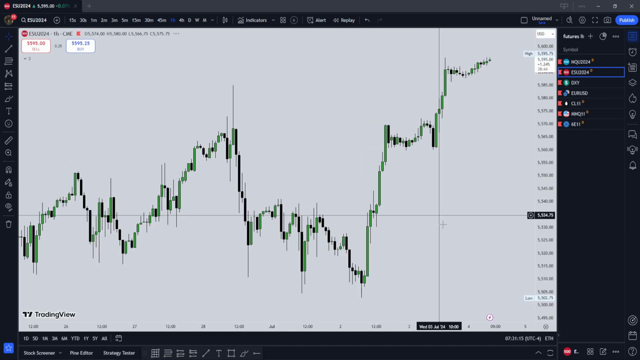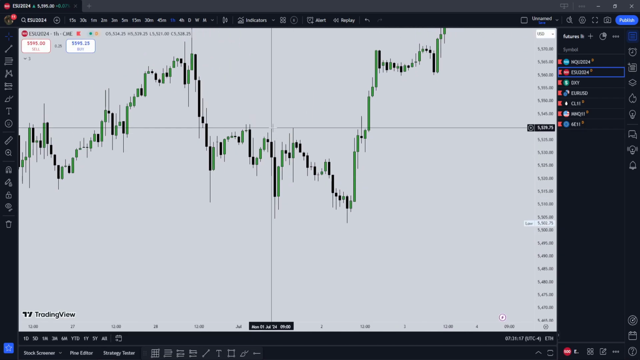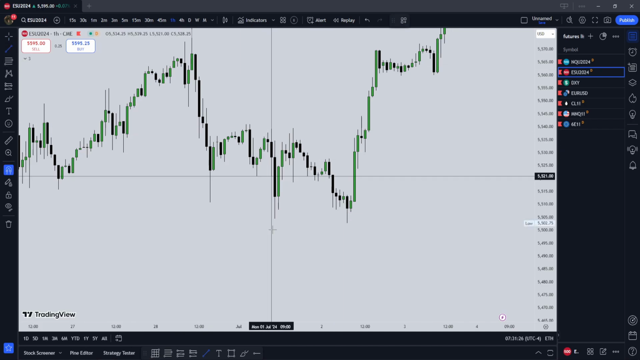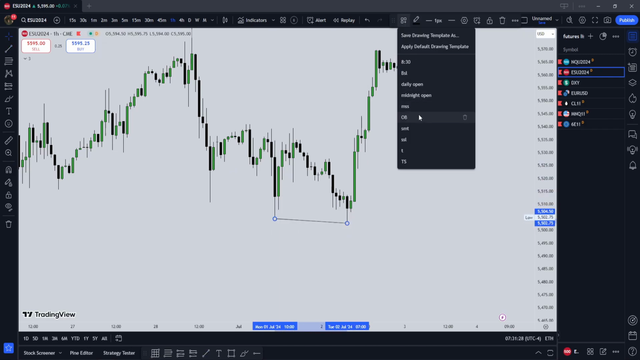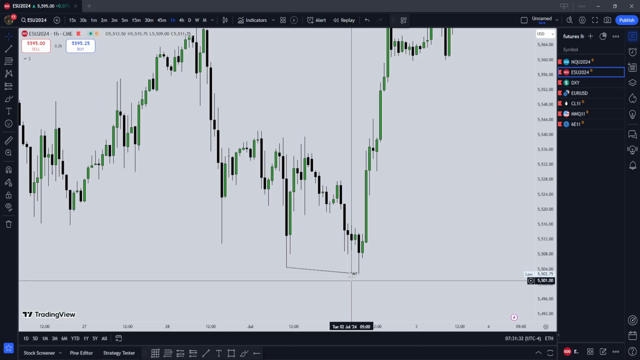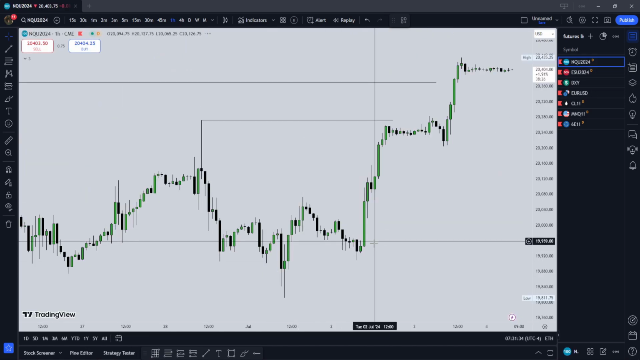If I go on the ES chart, as you can see, ES failed to displace above these highs, so what we could expect is an SMT divergence again on this low. So ES actually took this low out, we have an SMT there. ES failed to make a higher low, and ES made a lower low actually, and NQ made a higher low.